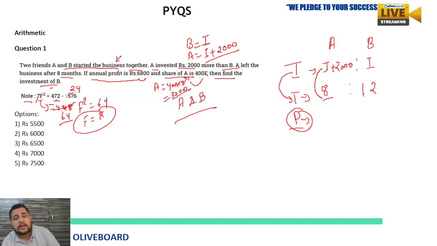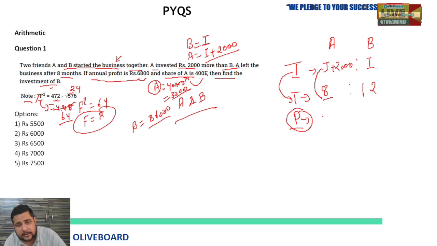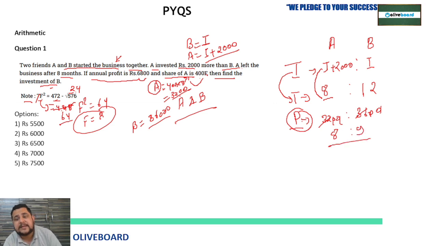If the share of A is 3200, then B's share will be 6800 minus 3200, that means 3600. So now we have the profit: A's profit is 3200 while B's profit is 3600. The zeros cancel. Now by 4 also you can cancel it. So 8 and 9, this is the ratio of profit, and it is equal to the product of investment and time.